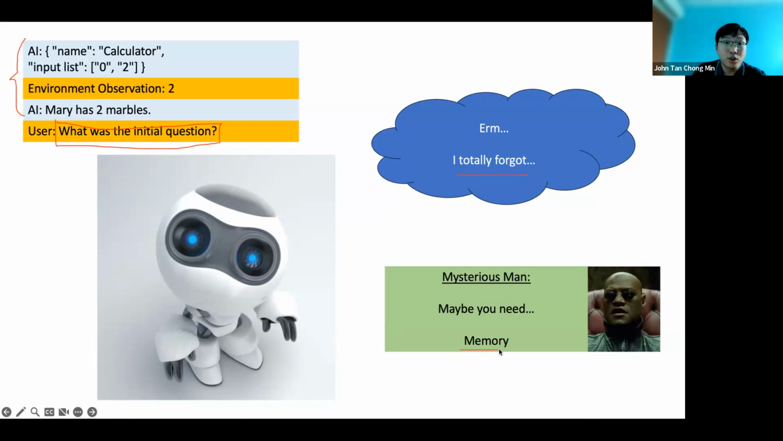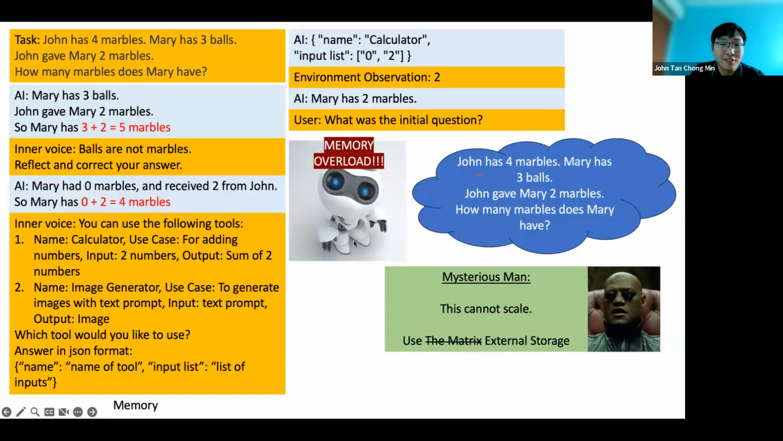All right, how are we going to code in this memory? So the most naive way of coding the memory is like this. Okay, imagine you have all the conversations so far. We start with the tasks. John has 4 marbles and so on. Okay, we move on all the way until we get the final query, which is what was the initial question. So we can actually store the entire history of the conversation and prompt it, say, this is the history. Then now this is the query. Answer it based on the history. You can do that. Okay, but do you see a problem here?